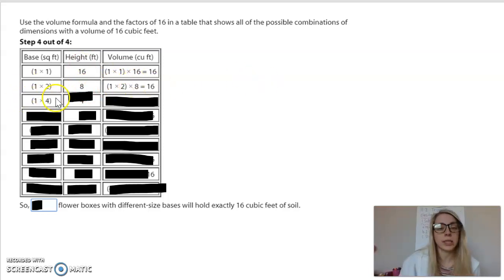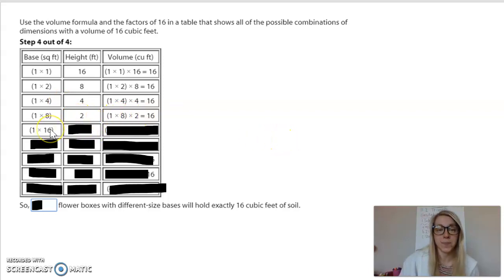I can't do 1 times 3, but I can do 1 times 4. 1 times 4 equals 4. 4 times 4 equals 16. Then I'm going to jump up to my 1 times 8. 1 times 8 equals 8, multiplied by 2 equals 16. 1 times 16 equals 16, so my height has to be 1 because I need to get to 16.